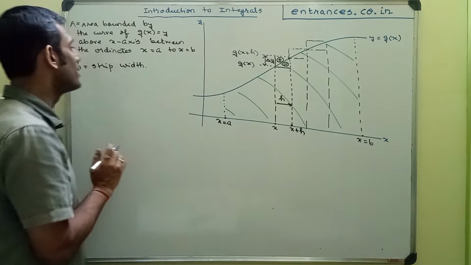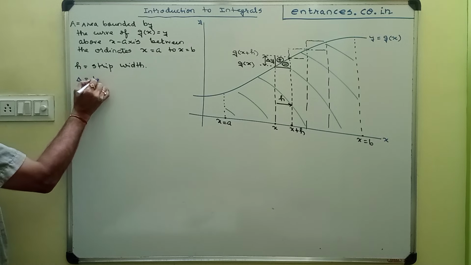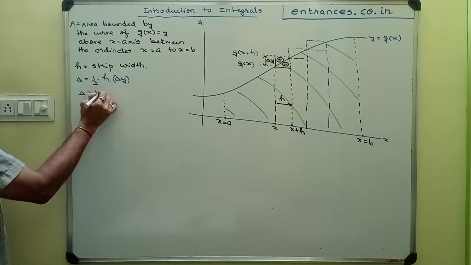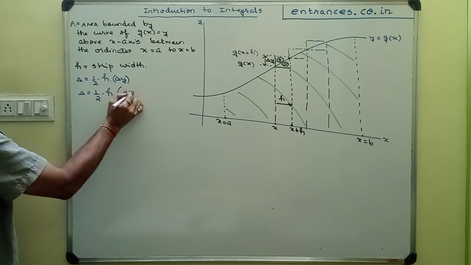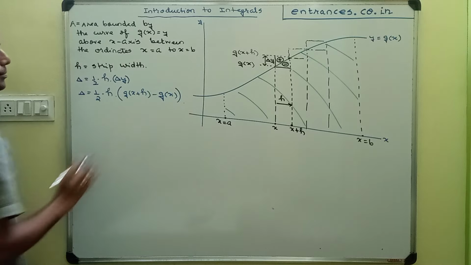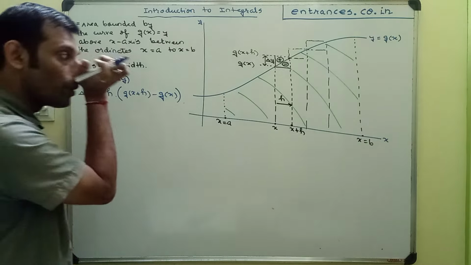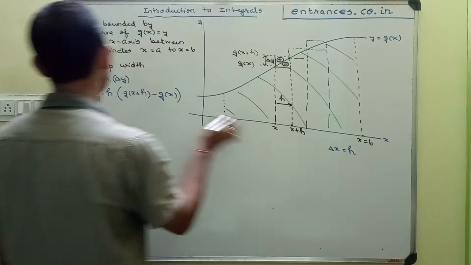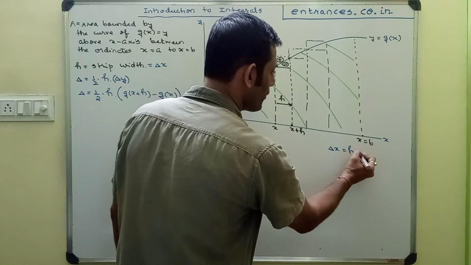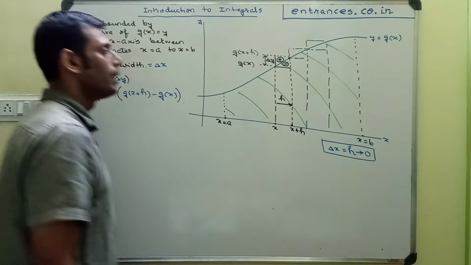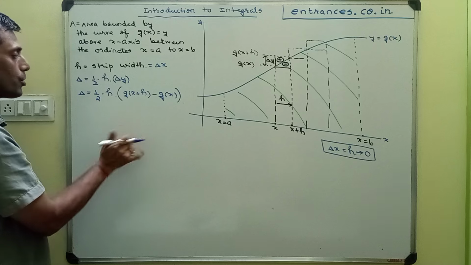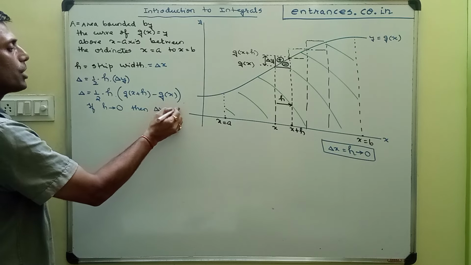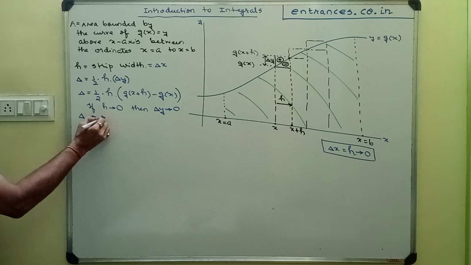And for that, we need to consider the area of the triangle, and the triangle's area would be half into base into height, and therefore the area of the triangle would turn out as half into h into g of x plus h minus g of x. This big calculation could be reduced to 0 if this h, that is delta x, which we define as h, is taken very small, if this goes to 0, then this delta y would also go to 0. So here I write, if h is very small, then delta y goes to 0, and therefore this delta y into h goes to 0. Why so?